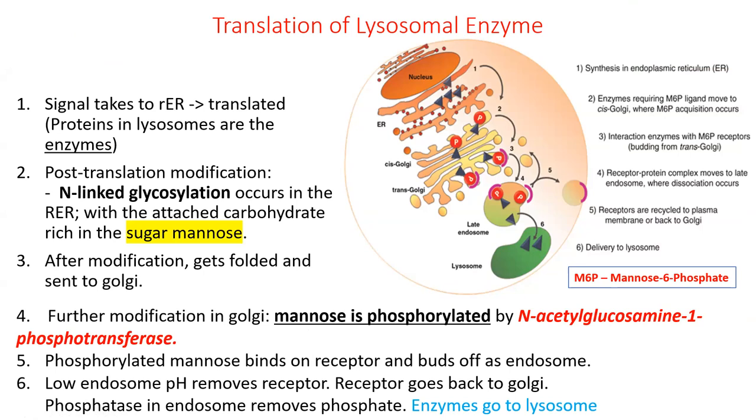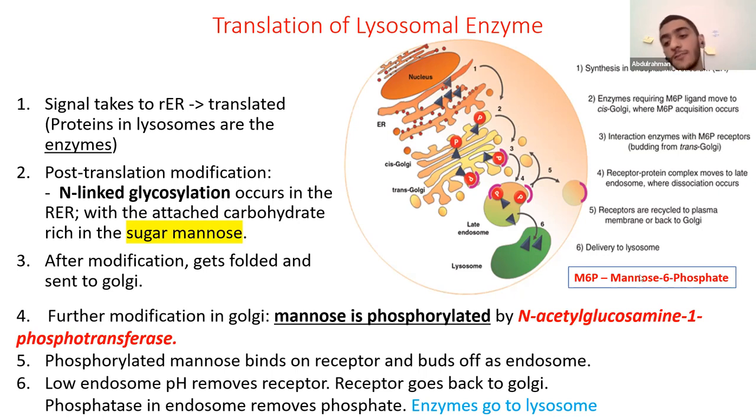The mannose 6 phosphate is basically what the enzyme adds. What is this M6P? Mannose 6 phosphate is phosphorylated mannose. What does the 6 mean? The mannose is a sugar with multiple residues. At the sixth residue of the mannose, we're going to have a phosphate. So it's basically mannose that has a phosphate at the sixth residue.